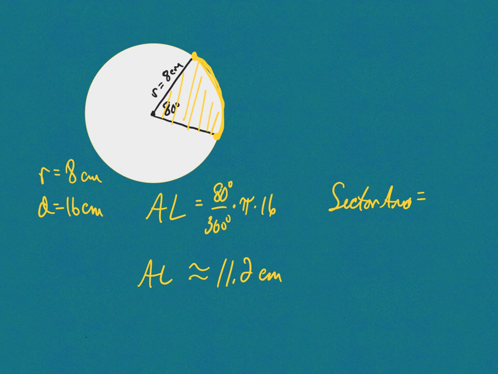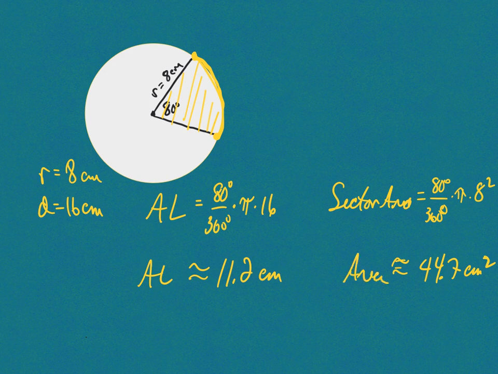And the area of that sector is going to be the angle divided by 360 times pi times the radius squared. So 80 divided by 360 times pi times 8 squared. And again, I'll give that to you guys as a decimal. Let's see, times pi, there we go, and then times 8 squared. And I got about 44.7 square centimeters. All right, so that area about 44.7 and the arc length about 11.2.